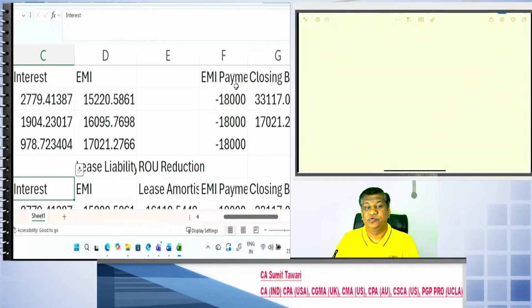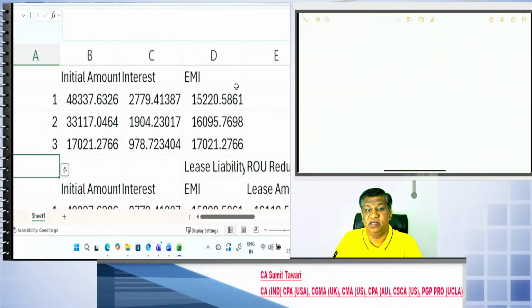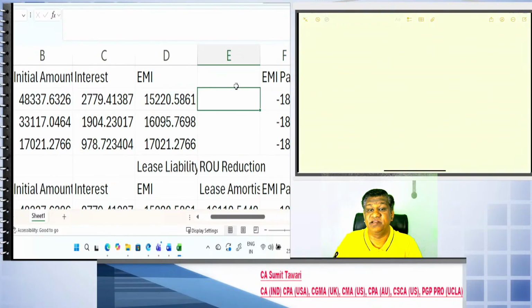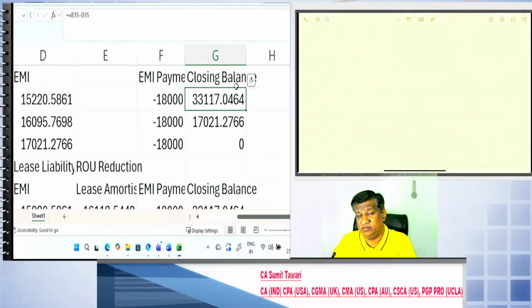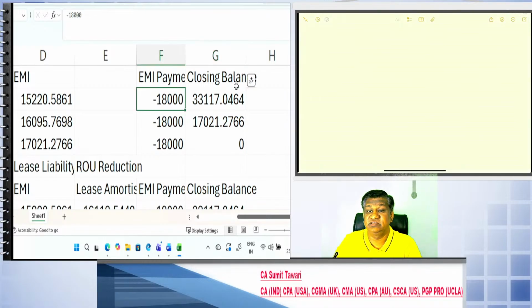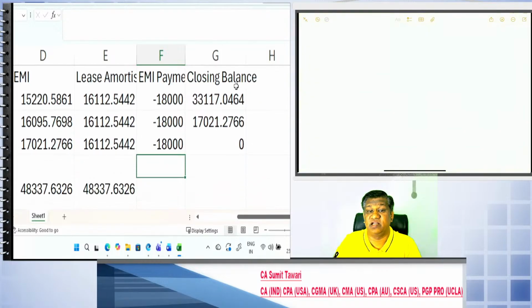Okay. So here what happened? 48,337, this is my initial liability. Then I calculate interest and whatever may be the lease payment I did. If I reduce the interest, then this would be my EMI. Okay. So in operating lease, whatever may be that reduction from the lease liability, that we reduce from the right of use asset, ROU. But in finance lease, we need to reduce on a straight line method. Like here we are doing it, lease amortization 16,112, that we do in a finance lease.